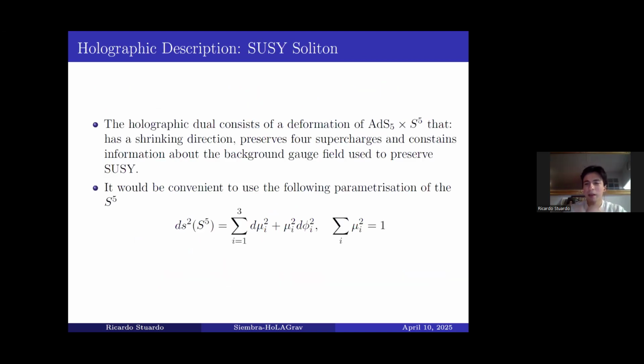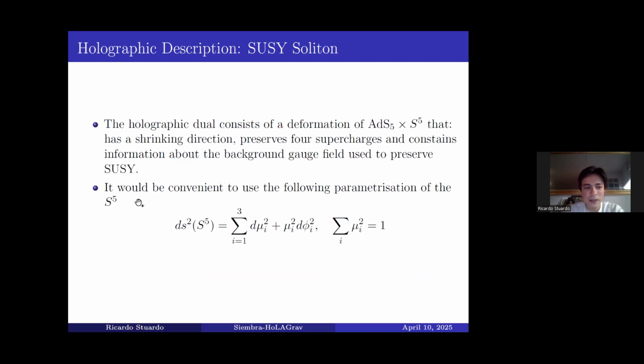So because we're studying a deformation of N=4 super Yang-Mills, naturally, we should find a deformation of AdS5 times S5 that has the two features that we want. First of all, it has to have a shrinking circle. So at some point, there has to be an S1 that shrinks to 0. And the other feature that we want is that it preserves 4 supercharges.